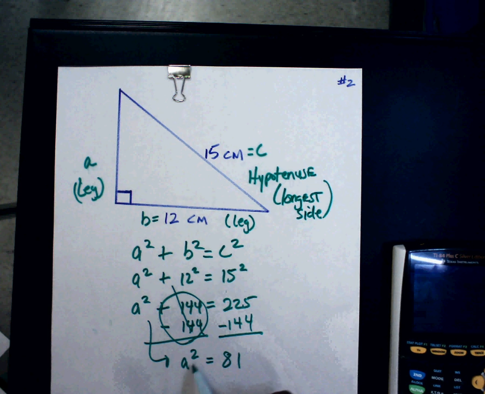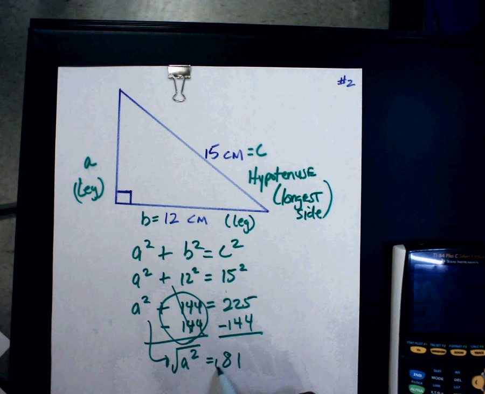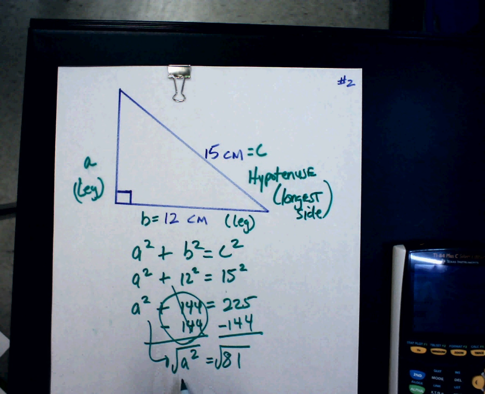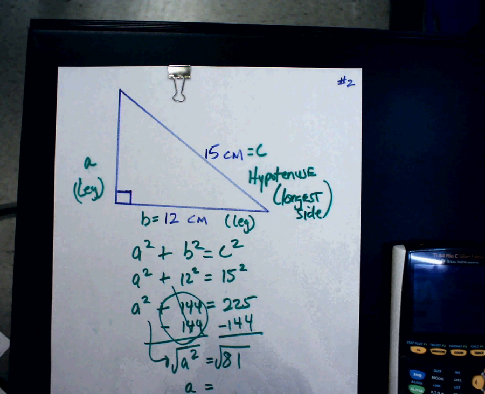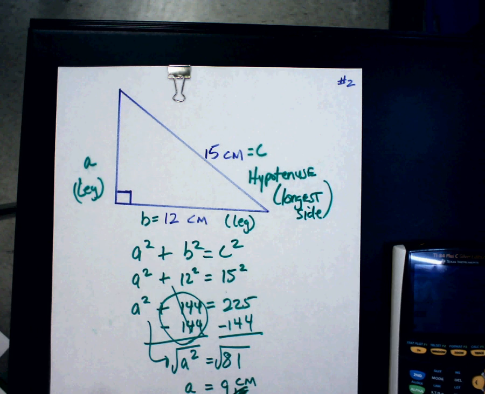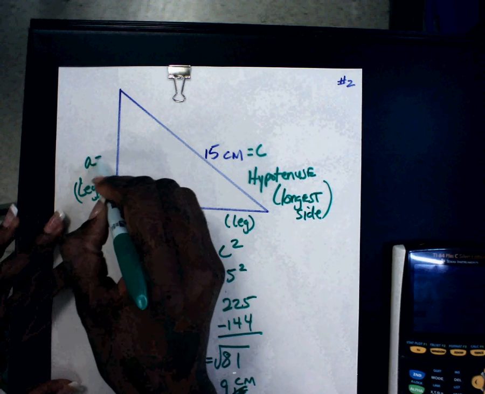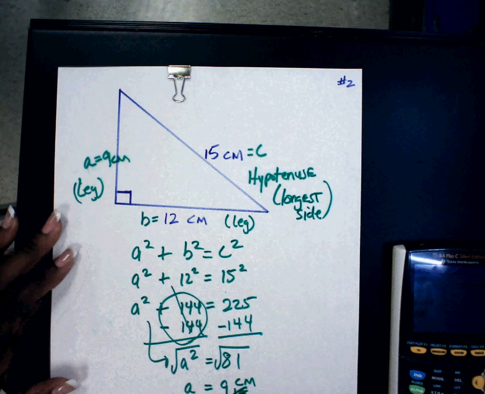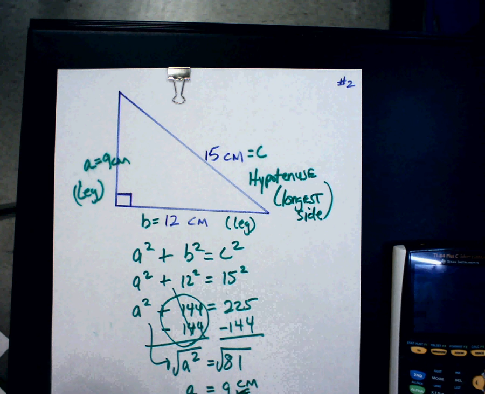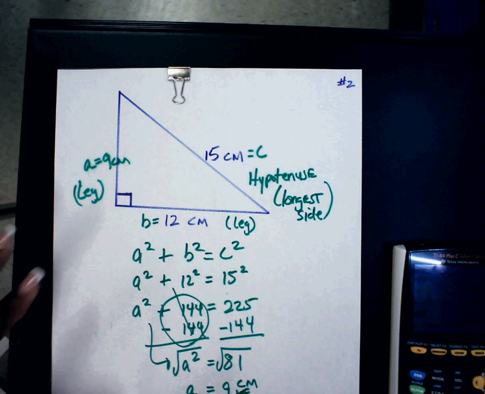So now we want to do the inverse of squaring A, which is taking the square root, and it's an equation still, so if we take the square root of one side, we have to do the exact same thing to the other. So the square root of A squared is A, the square root of 81 is 9, so we know that our leg A is 9, not inches, excuse me, centimeters. Excellent. So now we're going to label our right triangle, so 9 centimeters.